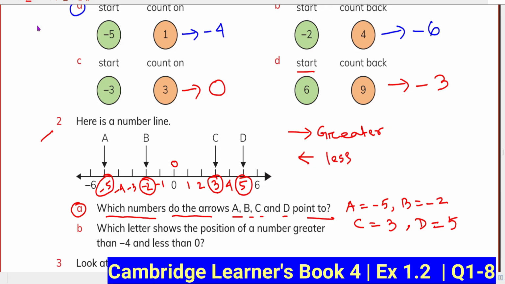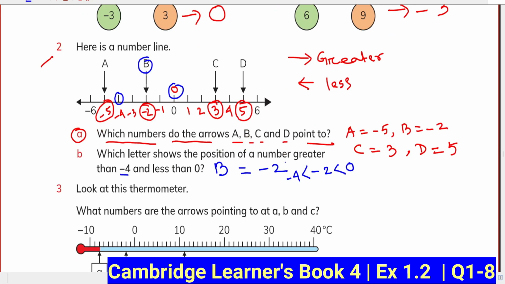So here we have to think carefully. Which letter shows the position of a number greater than -4? Greater than -4, it should be here, number B, which is less than 0. That means B, and it equals -2. -2 is greater than -4 but less than 0. Okay, so very simple.